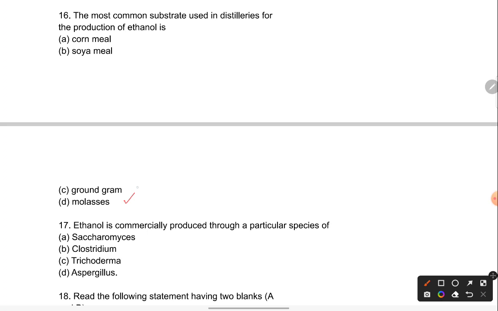Do you know what this molasses is? Molasses is a viscous byproduct that is obtained during the processing of sugarcane or sugar beet, etc. And this is used as a common substrate for the production of ethanol. So the correct answer is molasses.